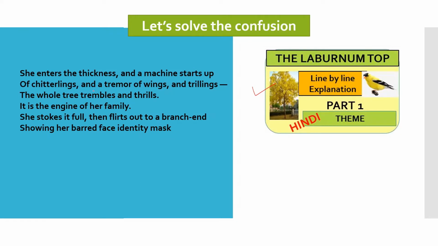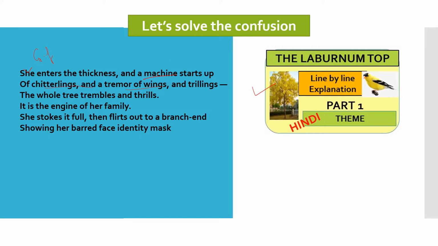Now in this line, it's written, she enters the thickness and a machine starts up. Now, she obviously here is referring to the goldfinch. So I'm writing GF for the goldfinch. And when the bird enters, a machine starts up. So what starts up at that time? It is the chitterlings, the tremor of the wings, and the trillings. And all these things, these are the babies. These are the baby birds.